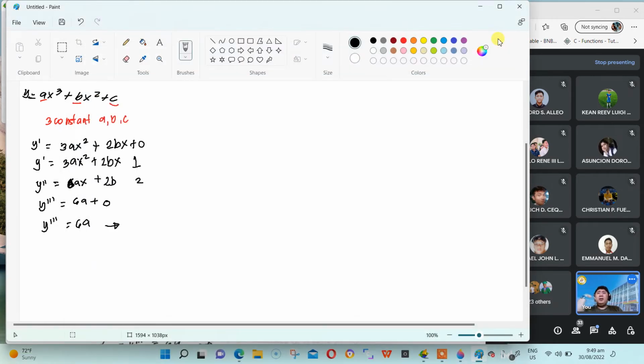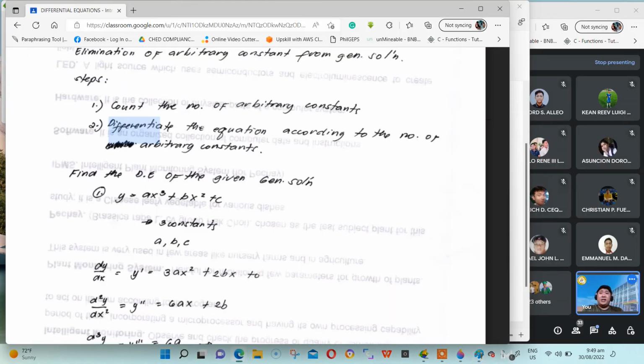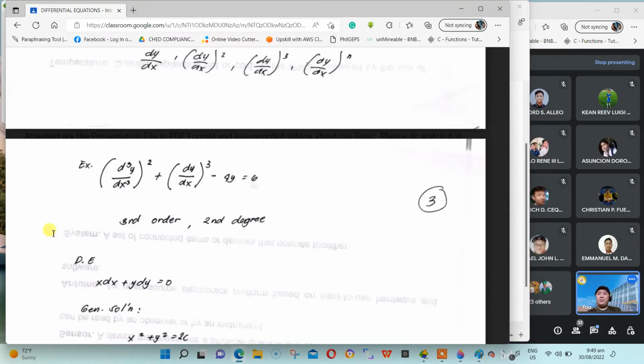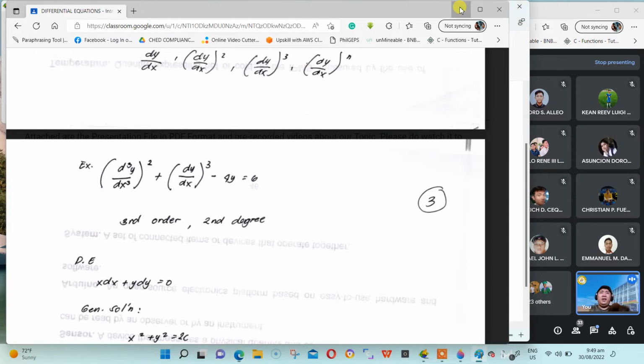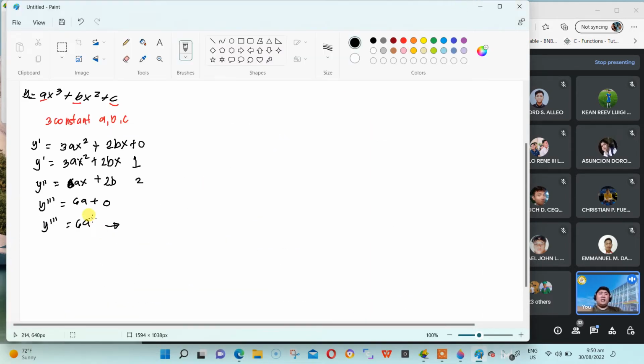So sir, what will we do? Okay. If you differentiate it three times and it turns out that there's no arbitrary constant anymore, it was eliminated, then if it is just y triple prime equals 6, you can consider that a differential equation like this one. But if we have a constant, what do we do? The thing we need to do is this one.